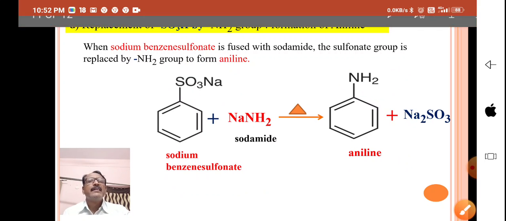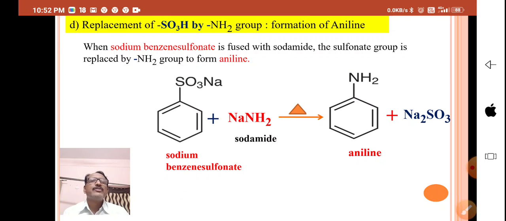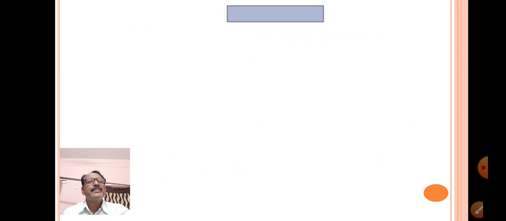That means here the replacement of SO3H group by NH2 group, there is formation of aniline. That means aniline formation will take place.